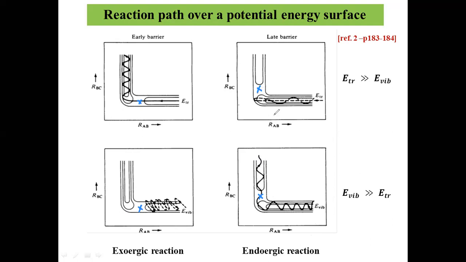Okay. Now if you go along this, this is called an early barrier for the exoergic reaction, and this is called the late barrier. Okay. Now we are considering two things. Of course, the total energy for all cases has to be higher than the energy of the saddle point. Otherwise, reaction is not going to take place classically.